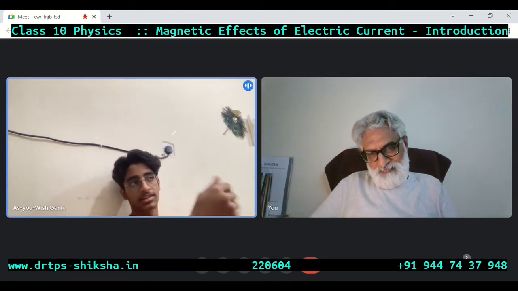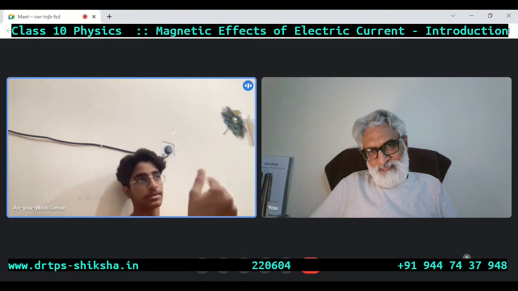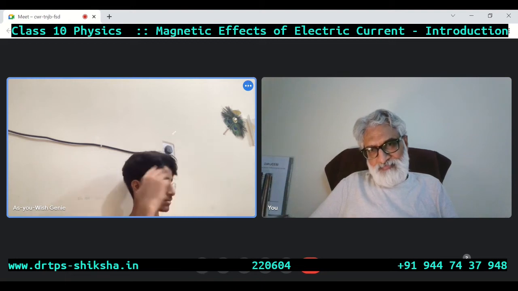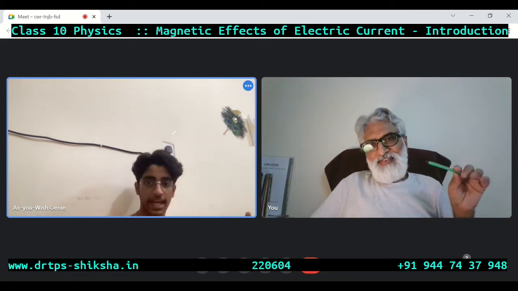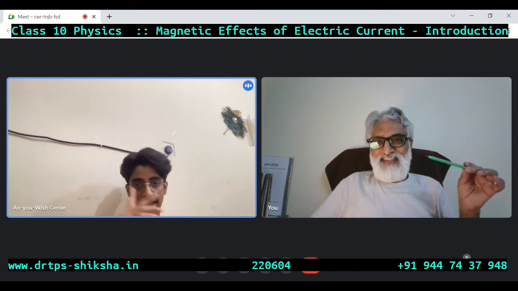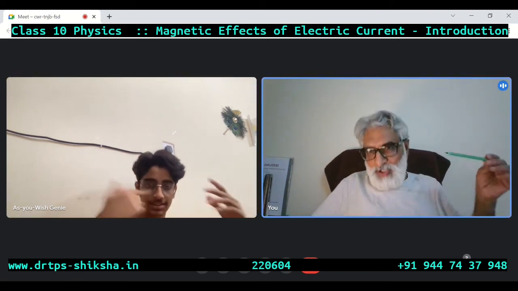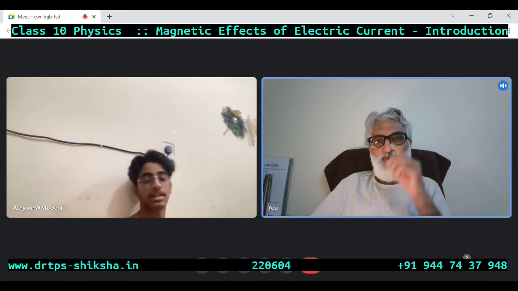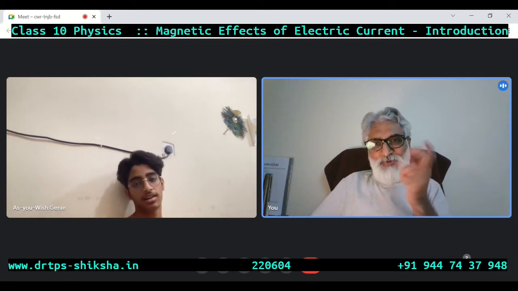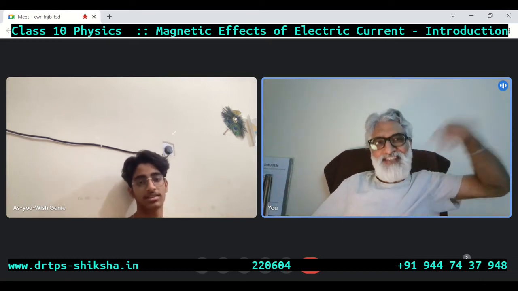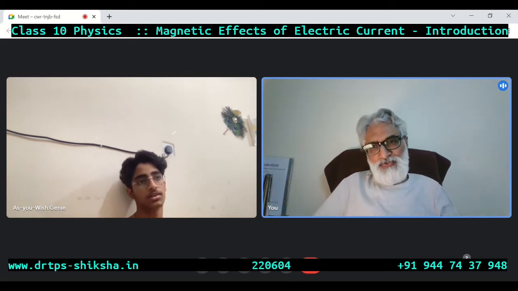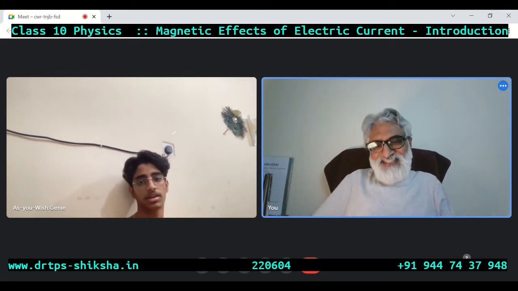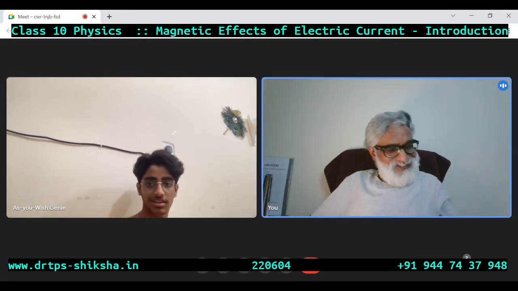In the toroid, the magnetic field will be like this chariot, like this Ashoka Chakra, projecting outside, like the chakra which you have on the flag. It will go like that. Wonderful visualization.